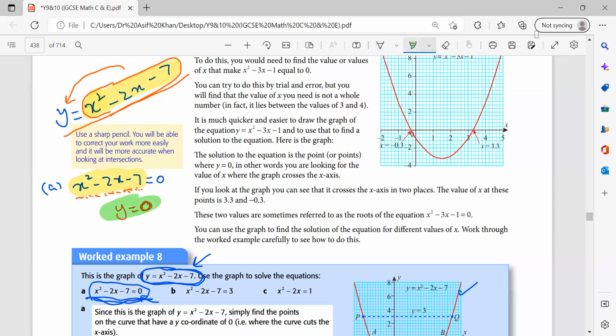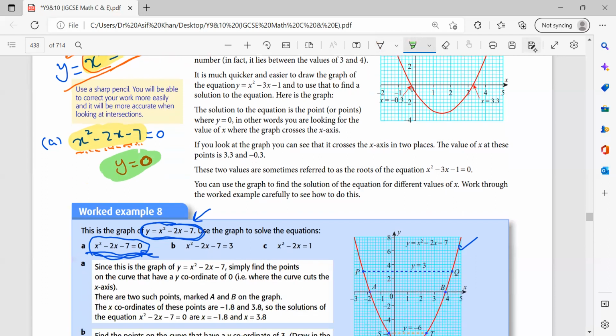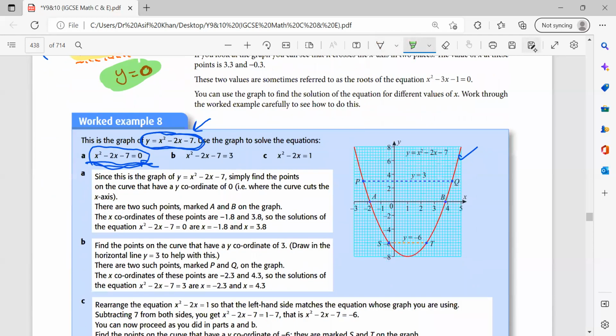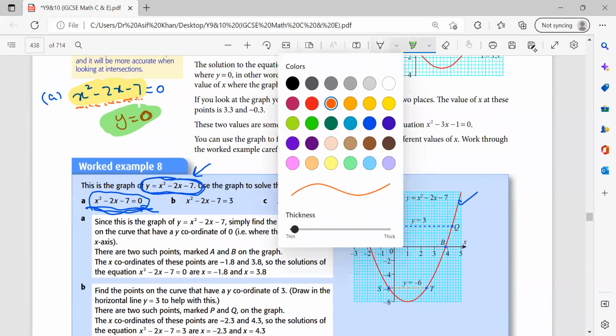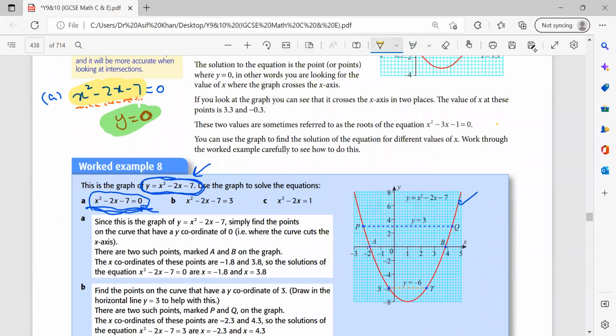You will draw this line, y is equal to 0, in your graph. Where is this line? y is equal to 0 means what? y is equal to 0 means the x-axis, isn't it? I took this yellow color so it will be clear. I will draw this line here. This is the line y is equal to 0.